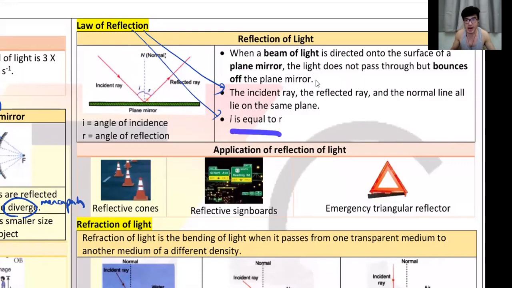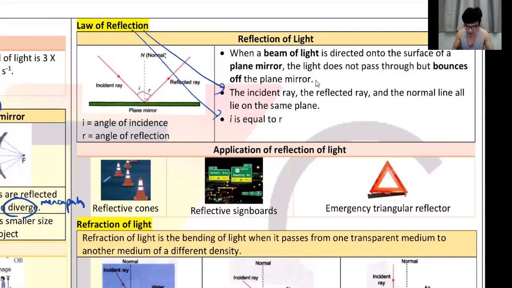So I equals R. If I use 50 here, that means 50 in, 50 out, 40 in, 40 out, 30 in, 30 out. No matter what angle I go in, I will bounce off at the same angle. This is the first law of reflection. It doesn't change. You cannot break this law. You cannot break physics law.